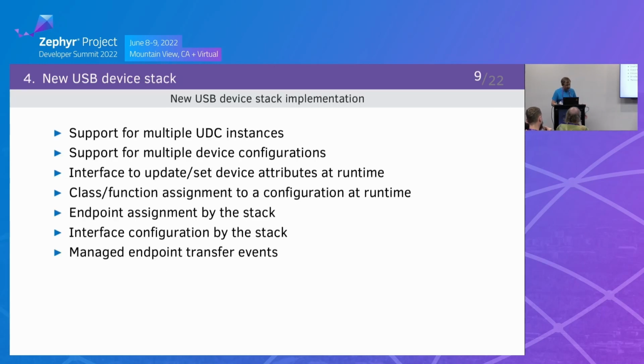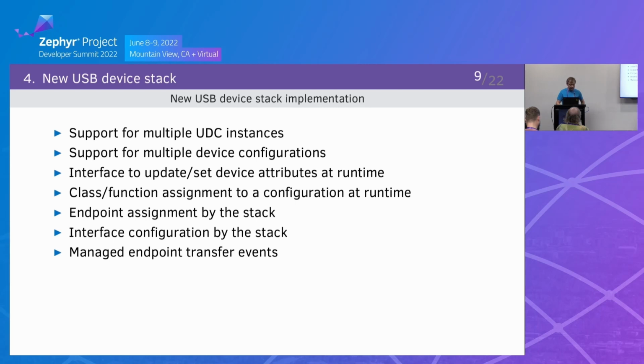Yeah. In the USB device stack implementation, the UDC API supports multiple drivers, it supports multiple UDC instances, and it also has support for multiple device configurations. In the current stack, we have just one configuration. It's hard-coded. Also, in the device request, it always responds with 0. It depends on what you want. If you ask for the descriptor, it's the index, right? Yeah. And here we have support for multiple device configurations.